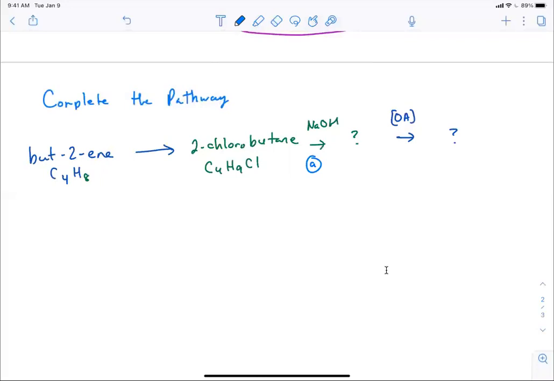If you're HL, what you can probably guess is they're going to have you draw the mechanism of the 2-chlorobutane to that species, because what is that species that's produced when you react a halogen alkane with a sodium hydroxide, an alcohol? Specifically, what alcohol? It's a secondary. And if you were to name it, what would it be? It'd be 2-butanol, or butan-2-ol. Because the chlorine's on the second carbon, so the hydroxyl should be on the same carbon. So butan-2-ol.